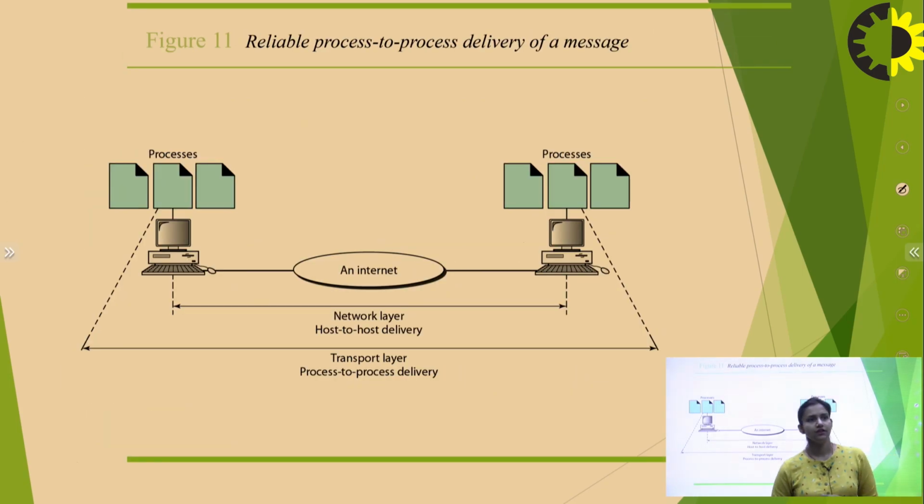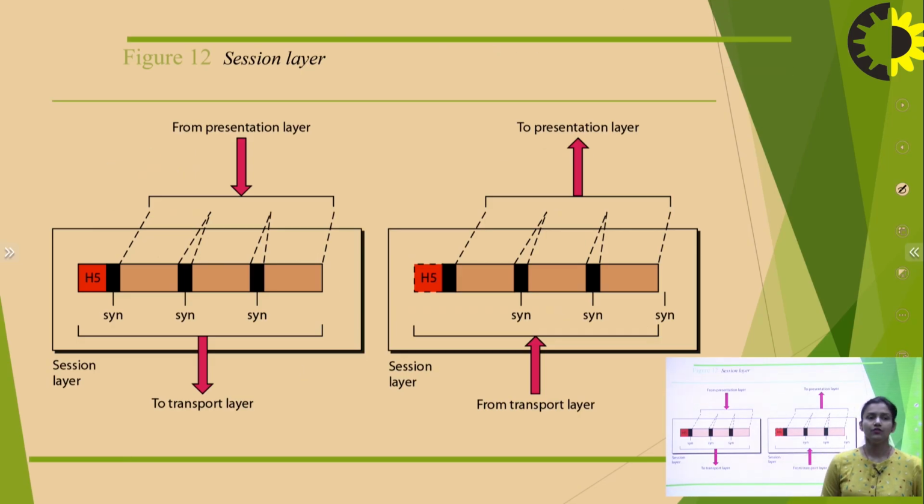Now, as you can see, the transport layer provides reliable process-to-process delivery of a message. At the network layer, we are processing the data. At the transport layer, for process-to-process delivery, we are checking a process from one end and sending a process to the other end.